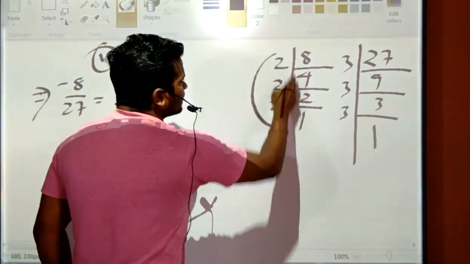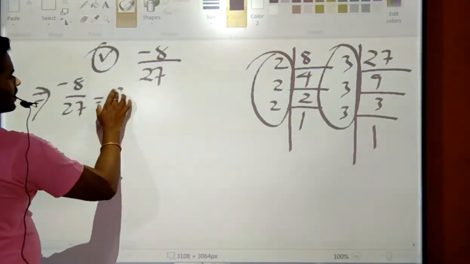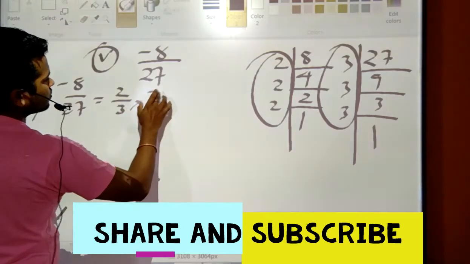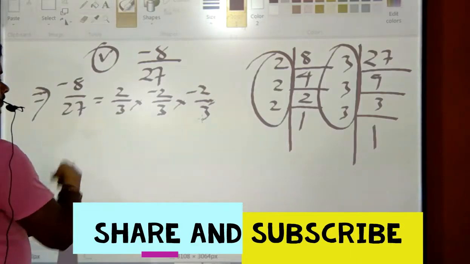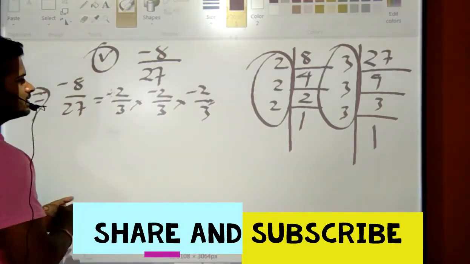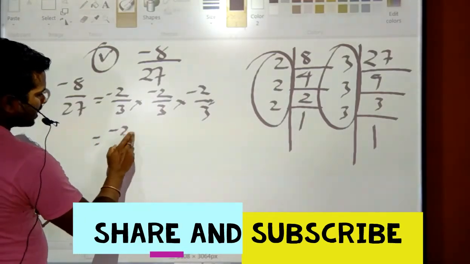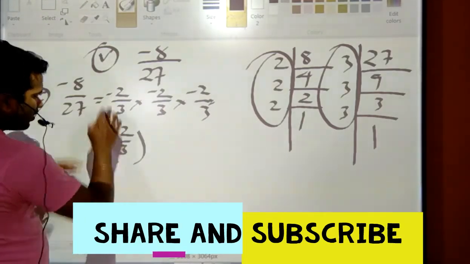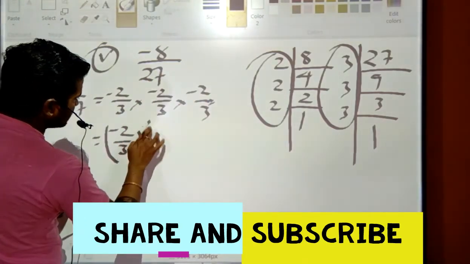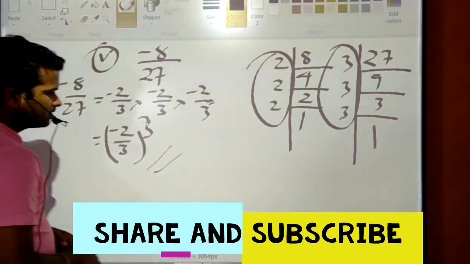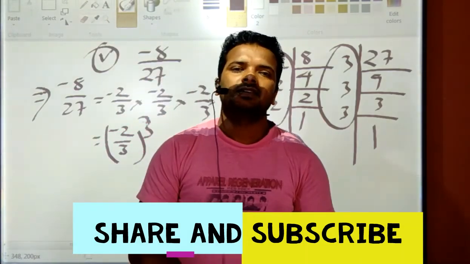So 2 is 3 times and 3 is also 3 times. So we can write 2 by 3, 2 by 3, 2 by 3. Now, since minus is there, everywhere you need to write minus: minus 2 by 3, minus 2 by 3, minus 2 by 3. If you take minus 2 by 3 once and count it, 1, 2 and 3, that means 3 times, so the power is 3. Similarly, try to finish all the Romans. Okay. Thank you.